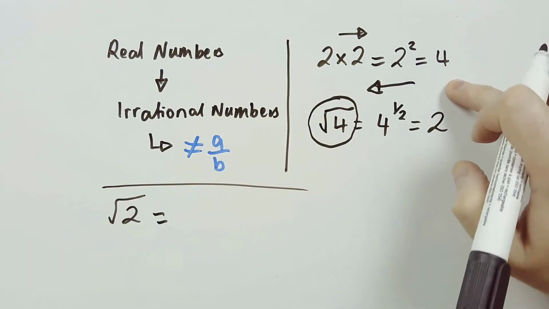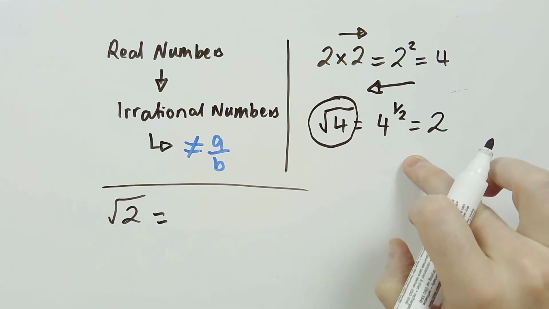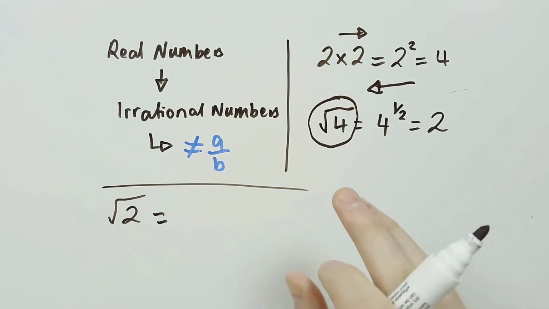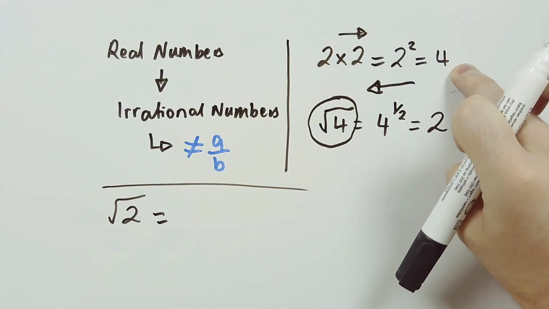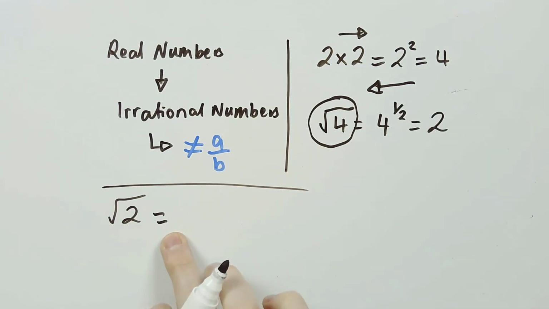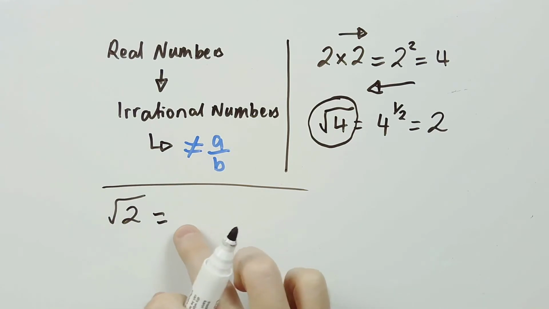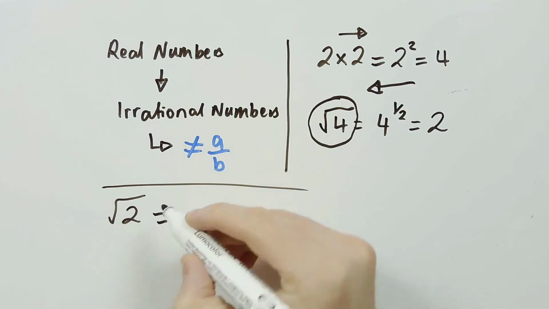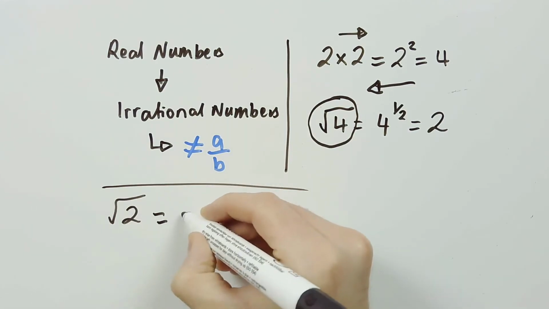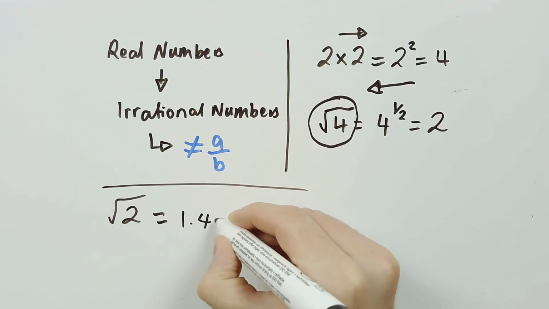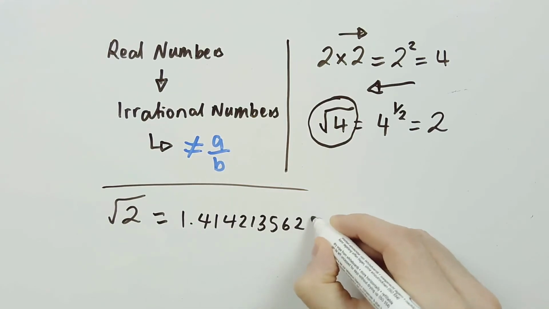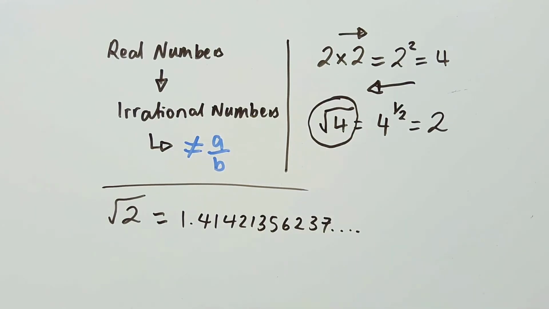In the earlier case, we knew that multiplying 2 together with itself will give us a total of 4. Whereas in this case, like I mentioned, there's no way to reduce this down to an integer or a rational number. So the solution here, root 2, is 1.414213562337, etc. You get the point. But this is a never-ending number.